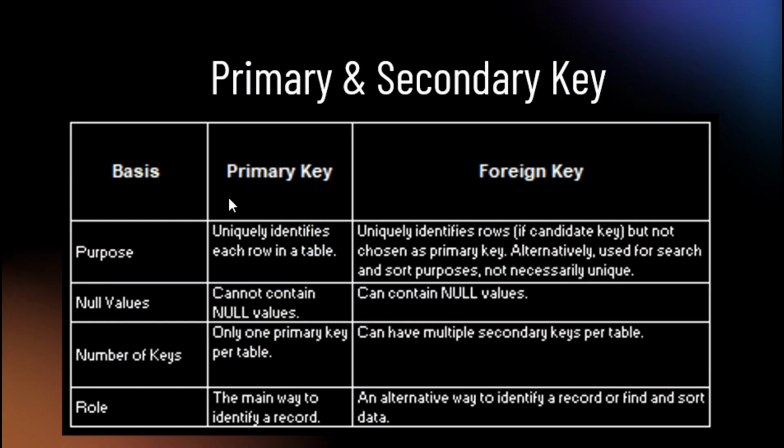These are some differences between a primary key and a secondary key. Please pause for a minute and check through that, as this is the same thing which we already discussed. Primary key is a unique value and cannot have null values. Only one primary key per table. It is the main way to identify a record, as we already discussed.